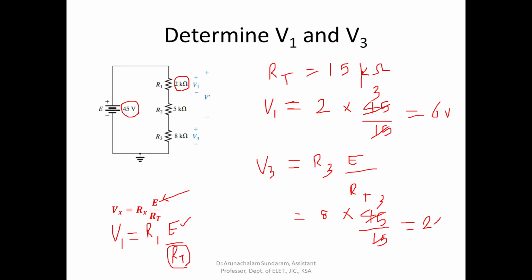So this is how you have to apply the voltage divider rule to your circuit. You can apply this formula to any resistor. Even if there are 10 resistors, we can apply this formula to each resistor one at a time to calculate the value of V1, V2, V3, and so on and so forth. So this is how you find V1 and V3.